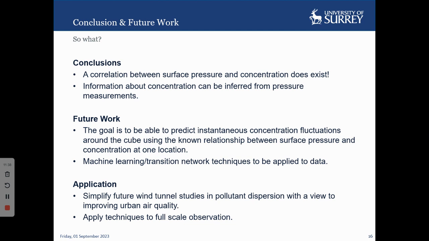So I've got some data where I've got 2 concentrations, and I want to use one to predict the other one. And then the application of this is to be able to simplify wind tunnel studies with a view to improving urban air quality. And maybe one day these techniques could be used in field observations as well, because pressure is also easier to measure in the field than concentration.